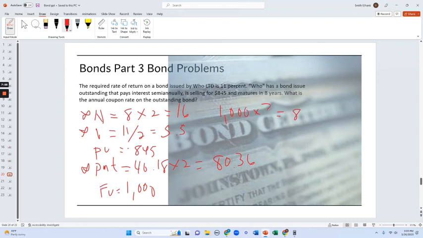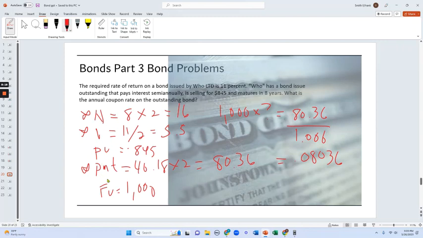And then the question becomes, what times $1,000 gives us $80.36? We divide both sides by 1,000, and what we find is the coupon rate on this will be 0.08036, or 8.036%, is what would get you that bond payment.